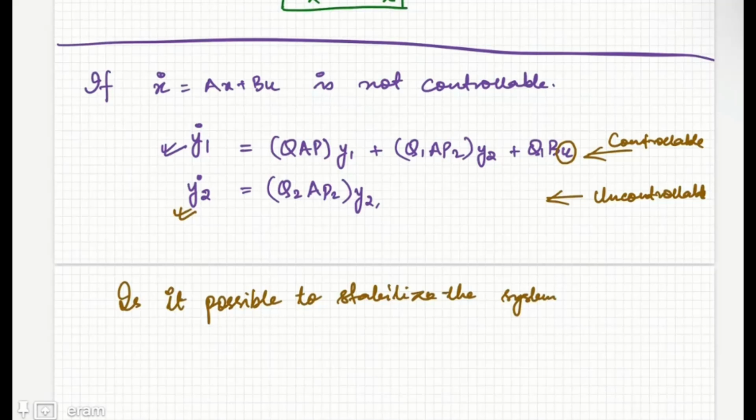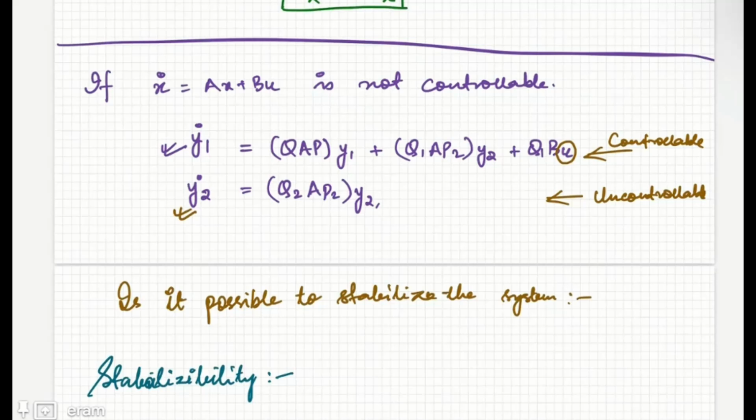So from here comes the notion of stabilizability. It says that if it is possible to stabilize a system, then the system will be stabilizable. When the system is controllable, then it is always possible to stabilize the system by designing a feedback controller, designing the matrix K such that the eigenvalues lie on the left half plane.